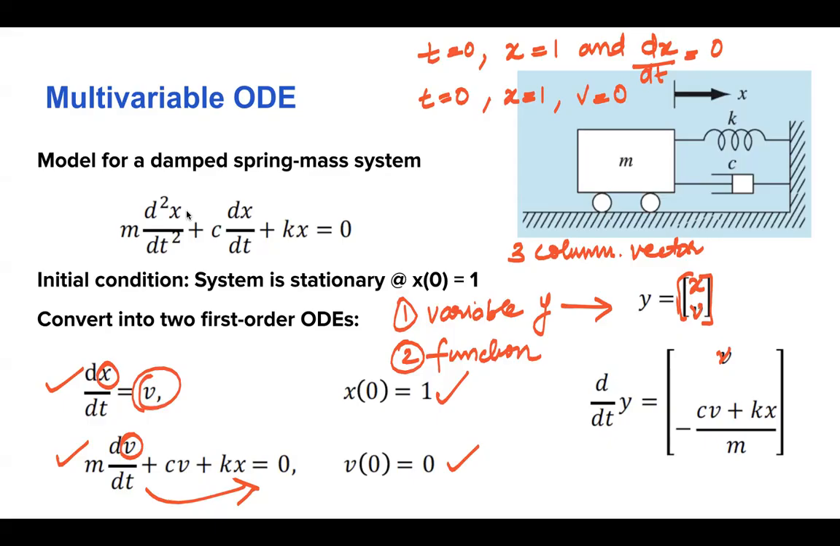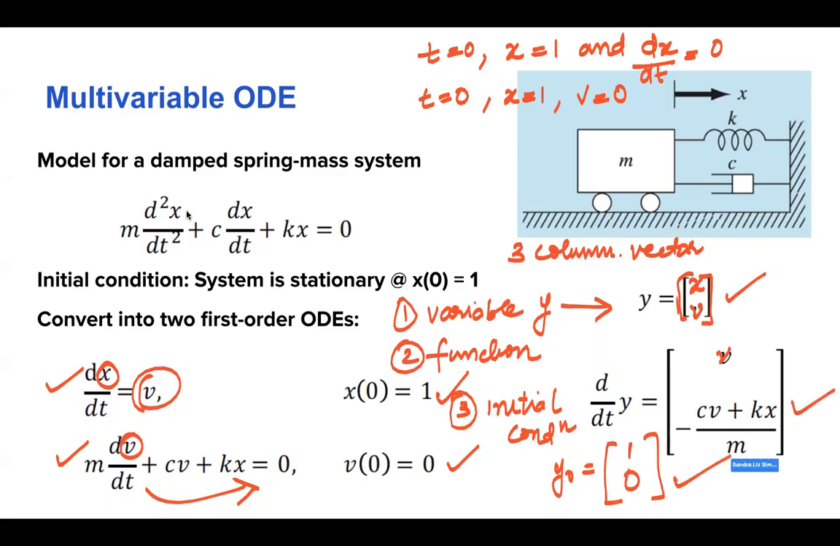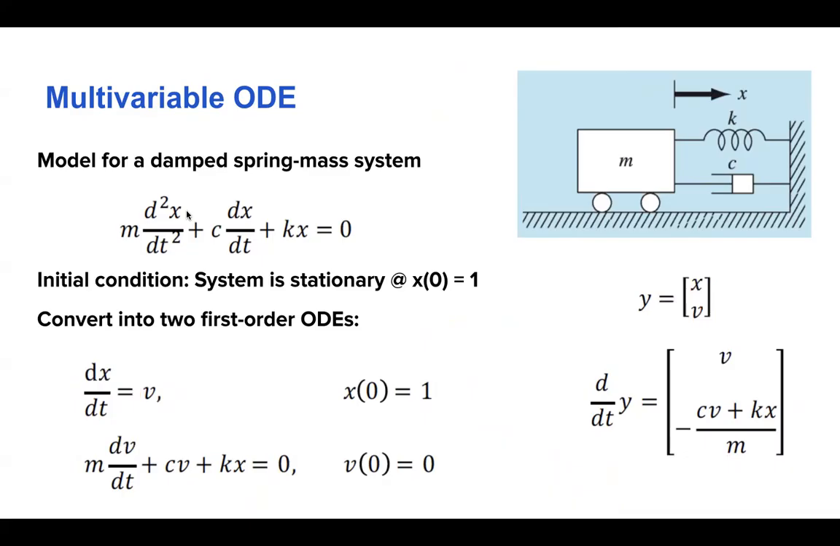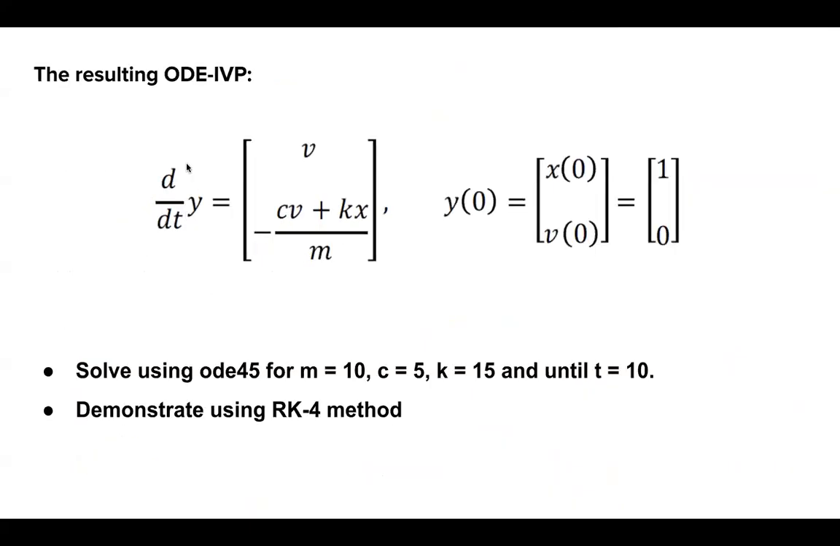Now it is the initial condition column vector. Your initial values are 1 and 0. You can make it a column vector like 1, 0. Since we call the variable vector y, let me call this y0. This is the first column vector, this is the second, and this is the third: one for the variable, one for the function, and one for the initial conditions. This is how you make it. Once you have made these column vectors, you can pass them on to an ODE solver.